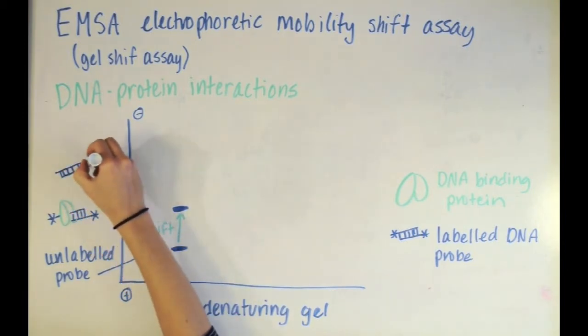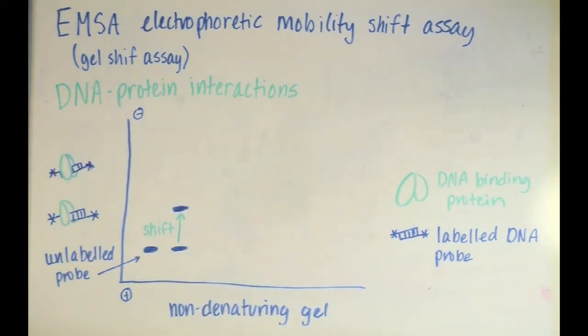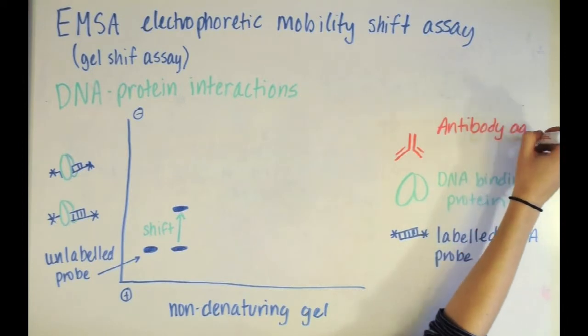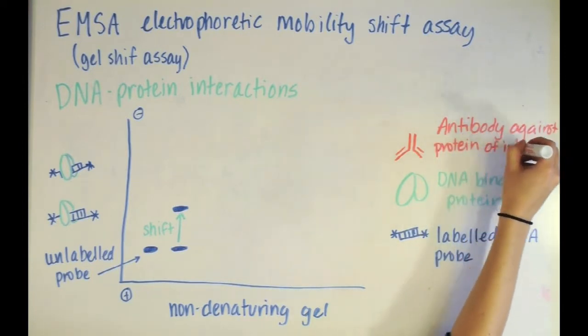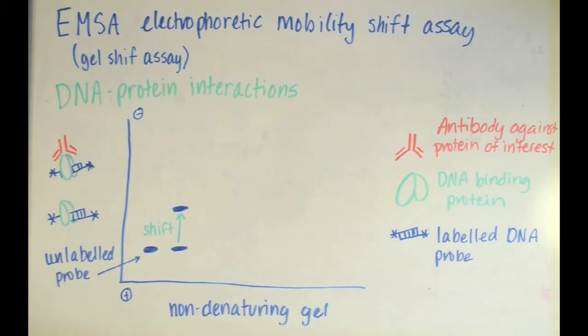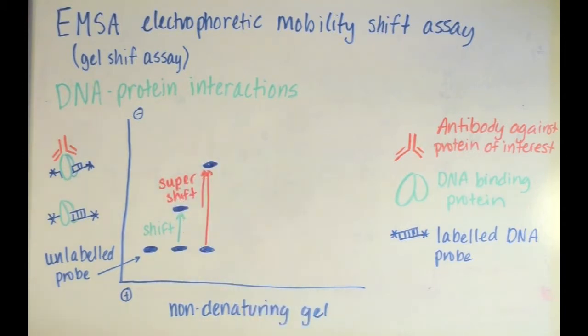Now, there are a number of different controls and additional experiments that you can run with this type of assay. For example, let's say that you incubated your probe with total cell lysate to confirm that your protein of interest is in fact shifting the probe and not some other protein. You can incubate your sample with an antibody against that protein. This will super shift your band in the gel.